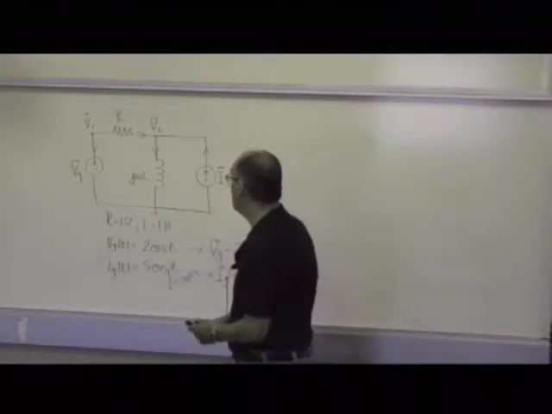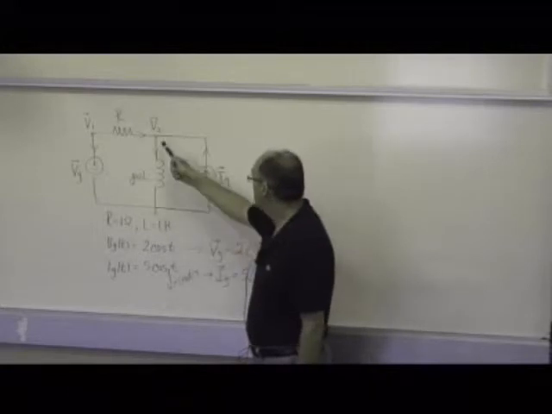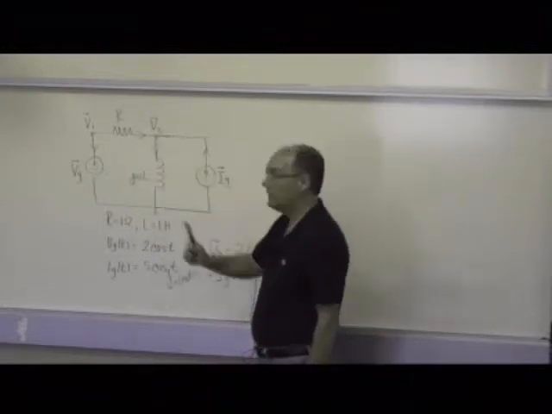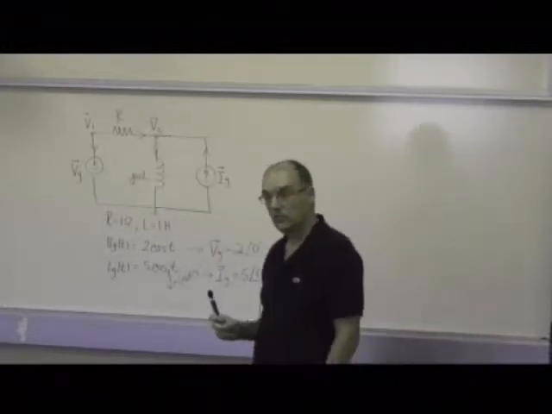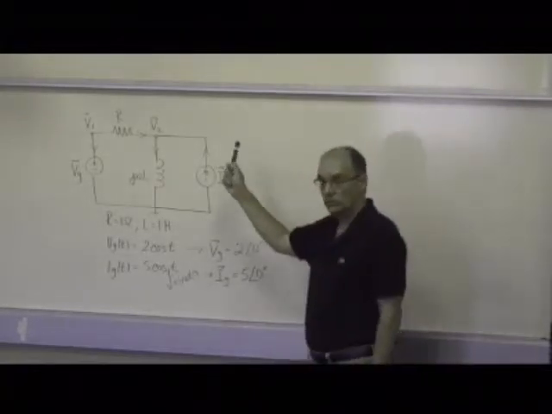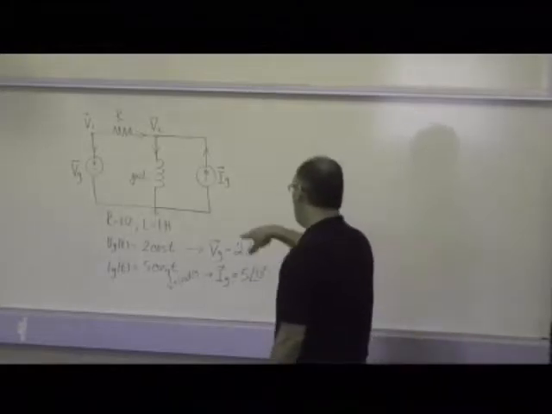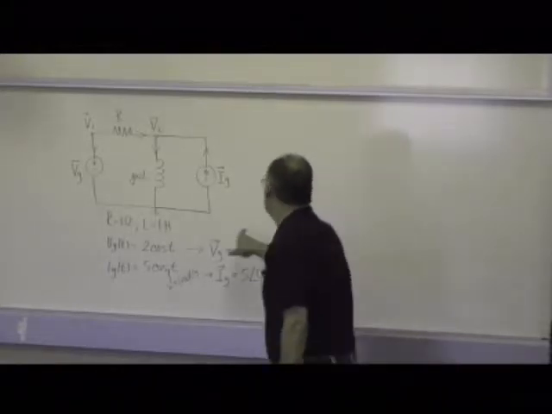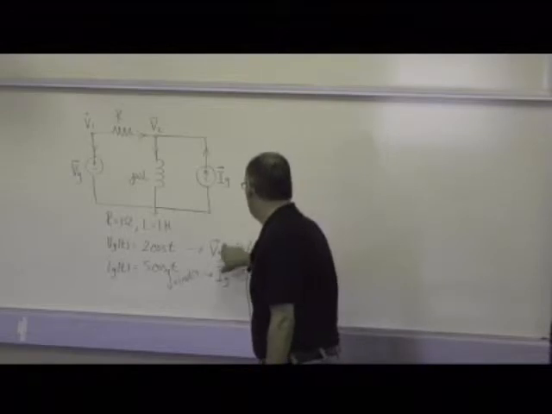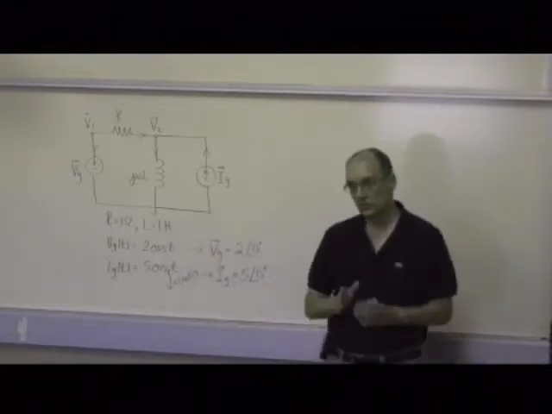So V1 is really the voltage between this node and the reference node, and V2 the voltage between this node and the reference node. And that's what we're going to try to find here. Once we find them in phasor form, once we get those complex numbers, we're going to convert them back into the time domain using this relationship between the polar form of complex numbers and sinusoids.